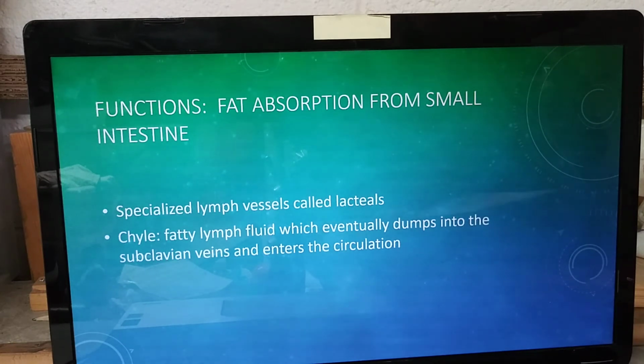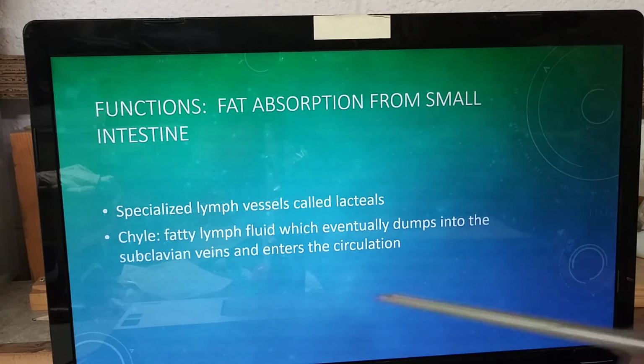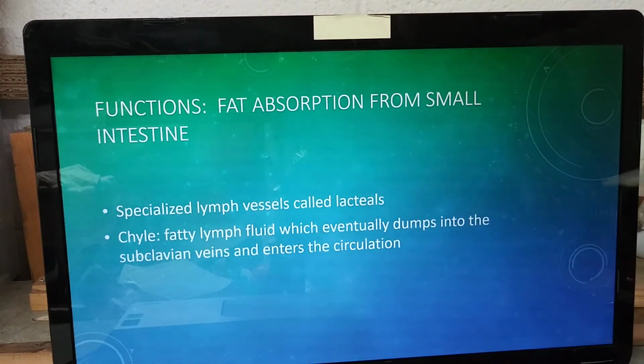We call the lymph fluid, which has the fat in it from your digestive tract, chyle. It's a whitish fluid. It has a lot of fat in it, and it goes through the lymph circulation until it hits the subclavian veins, and then it enters the cardiovascular circulation.